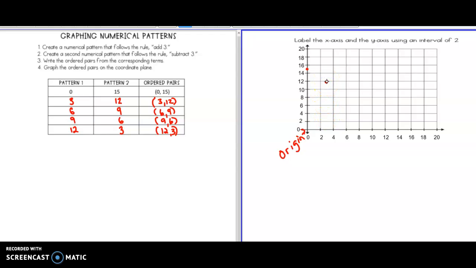You can already tell your line is going to be sloping a different direction this time. 6, 9, 9, 6, and 12, 3. So instead of shooting up and to the right, this time our line is coming down, freehanding it, sorry guys, down to the right, and shooting off of our coordinate grid that direction. So having all those points plotted to show that pattern, it pops right out because it makes that perfect line.